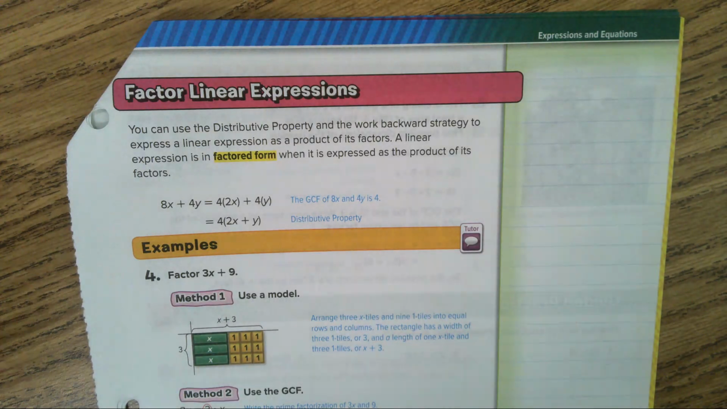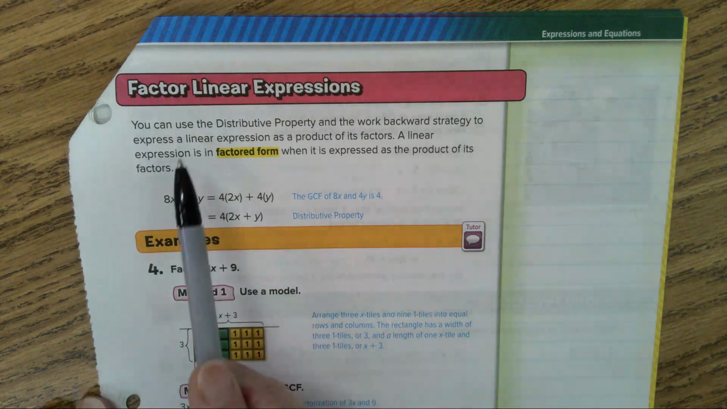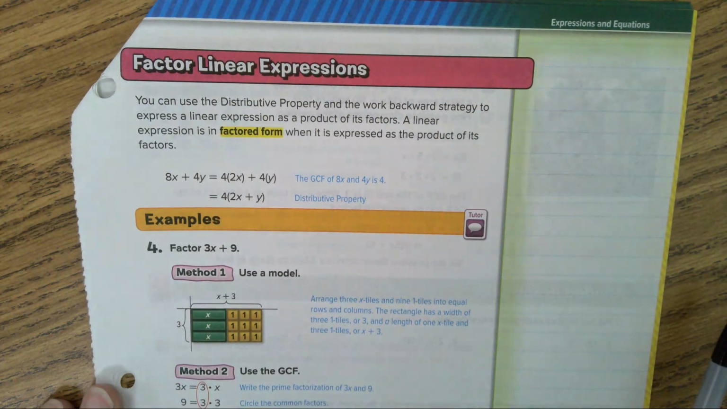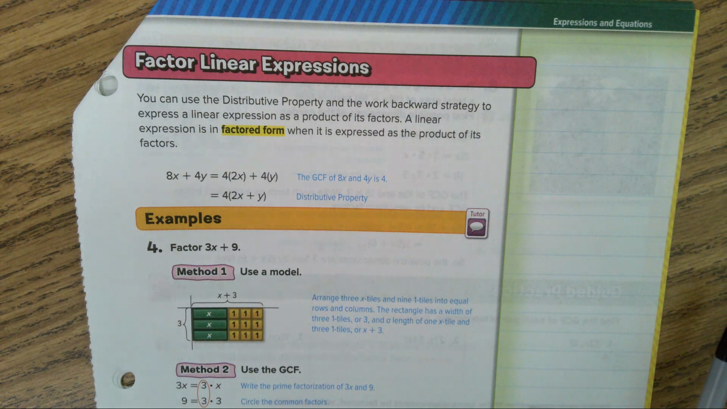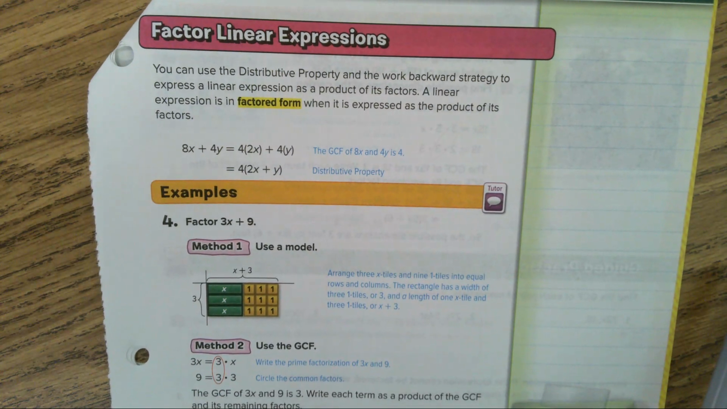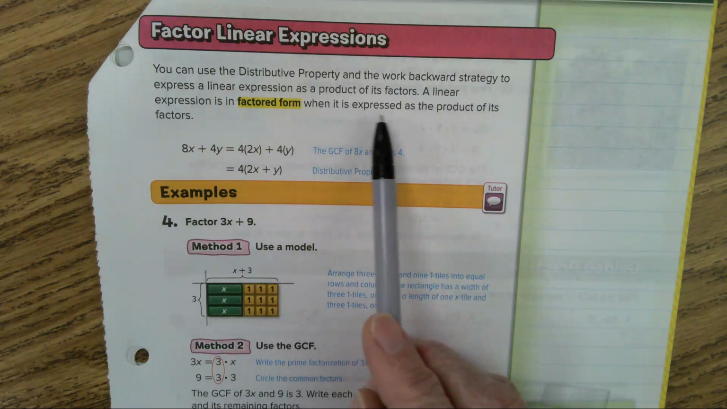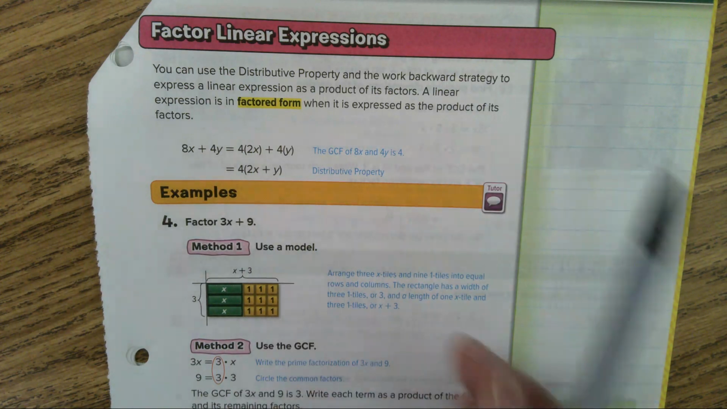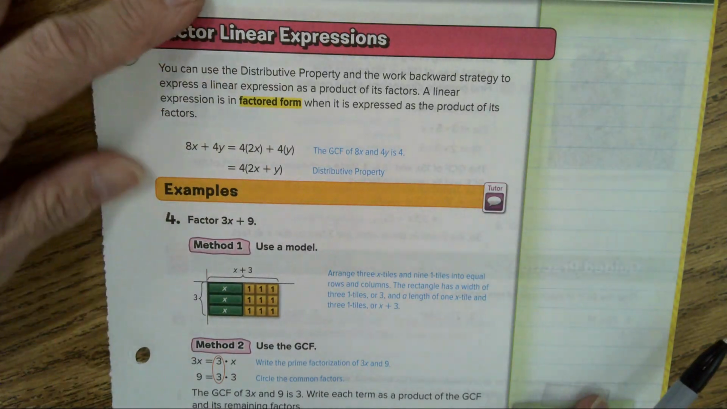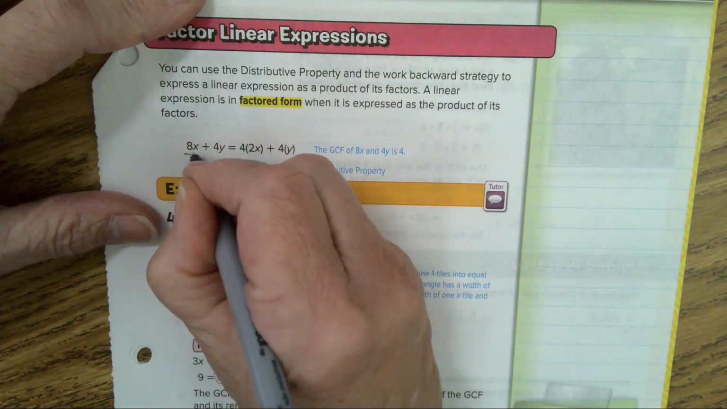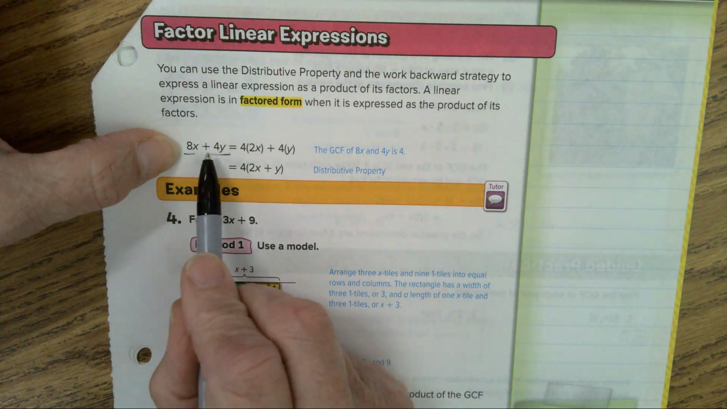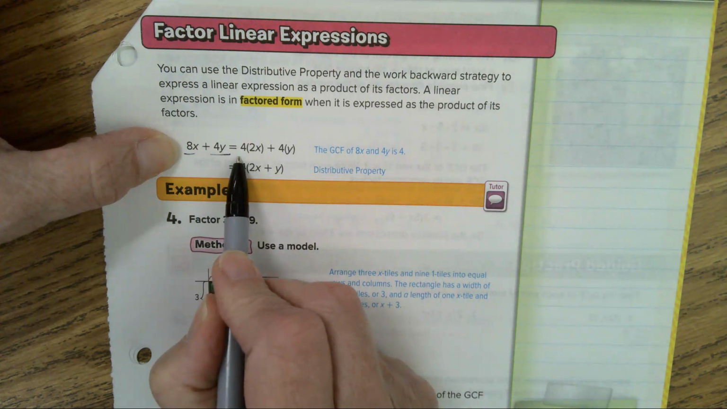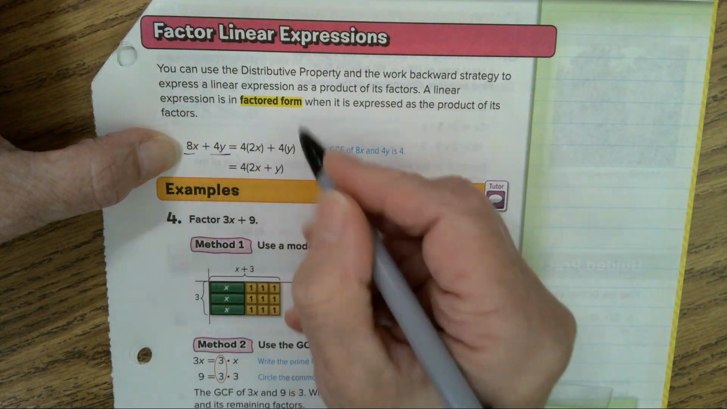So that's why. Factoring linear expressions. Okay, let's look at this level here. You can use the distributive property and work backward strategy to express a linear expression as a product of its factors. A linear expression is in factored form when it is expressed as the product of its factors. Okay. Here, what you do is you look at this and you look at this. Oh, what's my factor? Is there a number that will divide an 8 and a 4? Yes, it's 4.